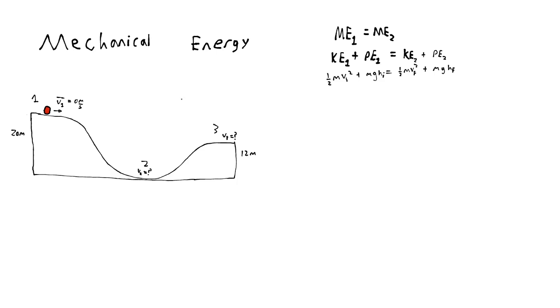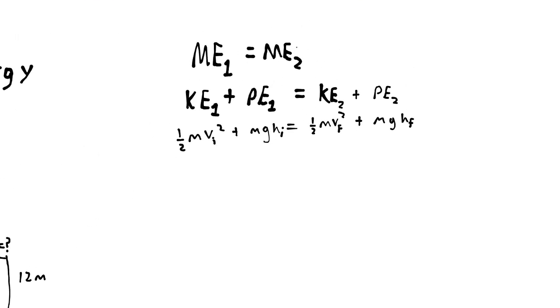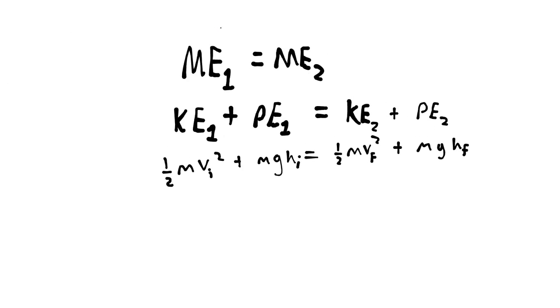All right, let's learn about mechanical energy. Before I start, we're just going to look at this equation over here. Mechanical energy 1 equals mechanical energy 2. What this is saying is that the energy at the start is equal to the energy at the end, which makes sense because we know energy is conserved. So in this case, the energy at the start has to equal the energy at the end.